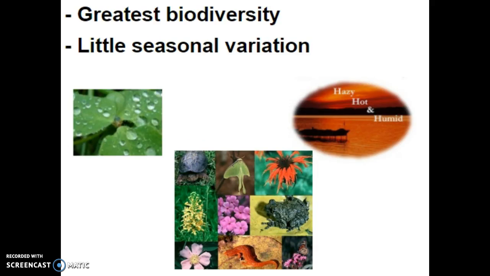Tropical rainforests are known for their biodiversity, which means that there are a lot of different living organisms that reside in these biomes. And some of these organisms are found exclusively in the tropical rainforest and nowhere else. There's very little seasonal variation. Being that close to the equator, there is a constant source of heat throughout the year with very few seasonal changes.